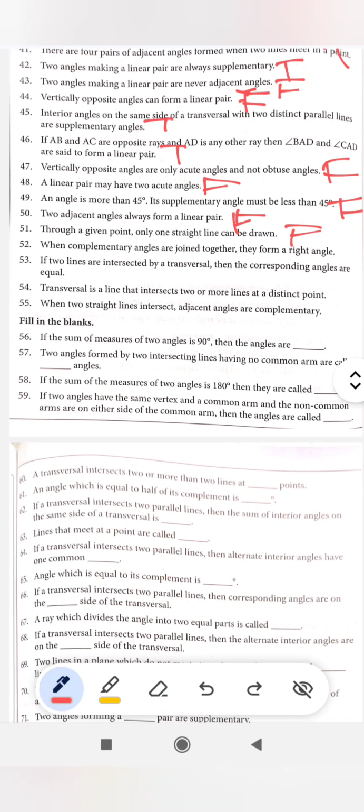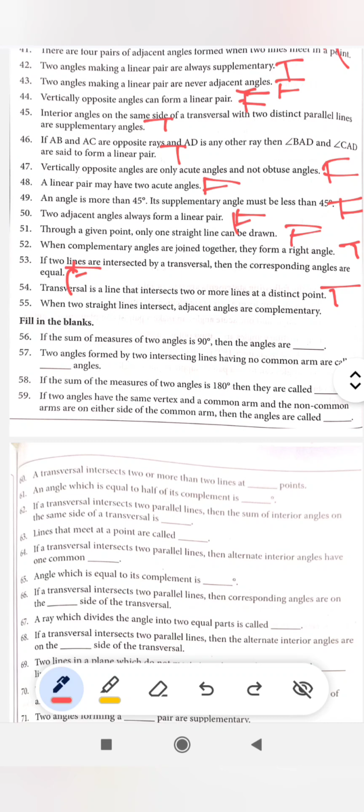When complementary angles are joined together, they form a right angle. Yes, that is correct, because their sum is equal to 90 degrees. If two lines are intersected by a transversal, then the corresponding angles are equal, but the two lines should be parallel, only then will they be equal. So this statement is false. A transversal is a line that intersects two or more lines at distinct points. Yes, that is also correct.